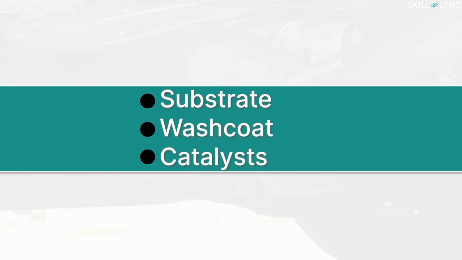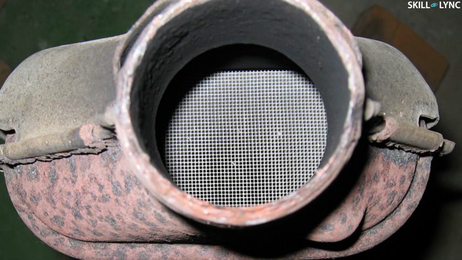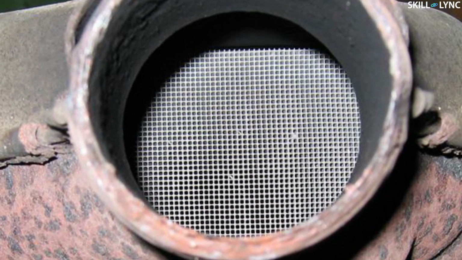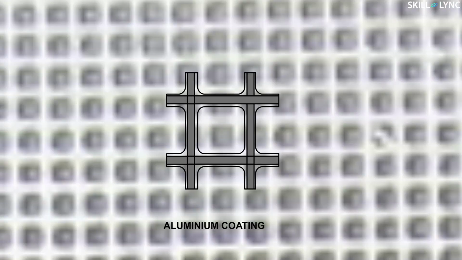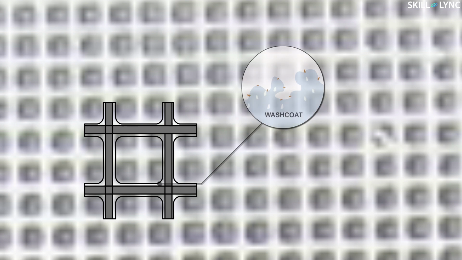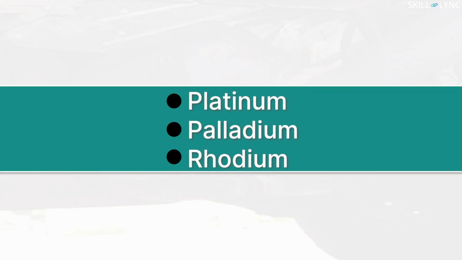The catalytic converter consists of a substrate, washcoat, and catalyst. The substrate is made of ceramic material for retaining high temperature and is made in the shape of a honeycomb for increasing the surface of the reaction area. The substrate is then coated with porous aluminum for making the surface rough and irregular. This is known as washcoat, and it is used to carry the catalyst. Catalysts like platinum, palladium, and rhodium are dispersed over the washcoat. These catalysts play a major role in the conversion.